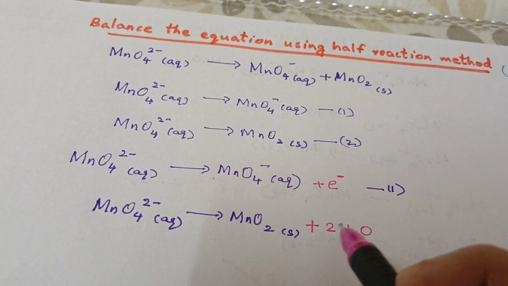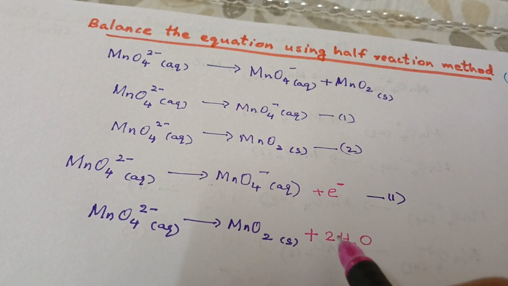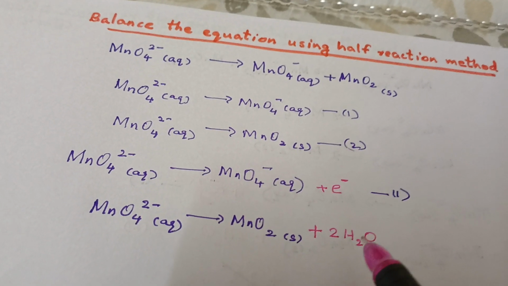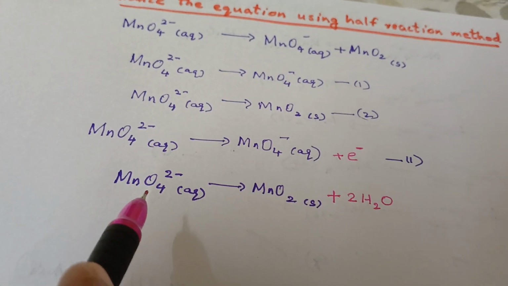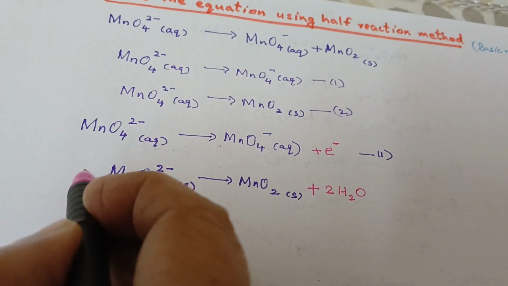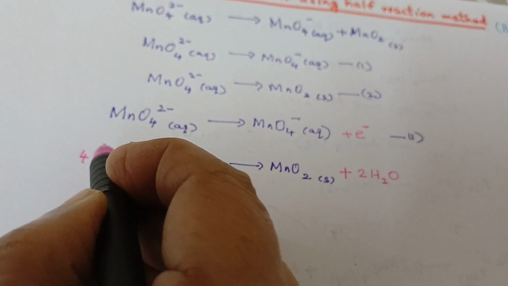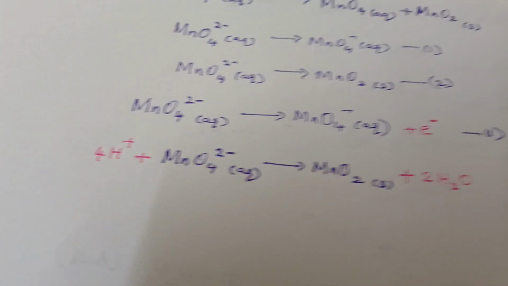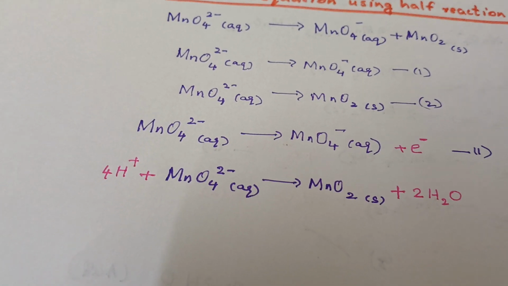Now 2 more oxygens have come. But along with the oxygens, 4 hydrogens have come, and there are no hydrogens on the left hand side. So what we can do is add 4 H plus ions on the left hand side. So all the atoms are balanced now.